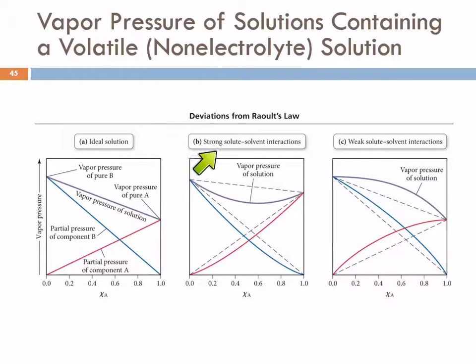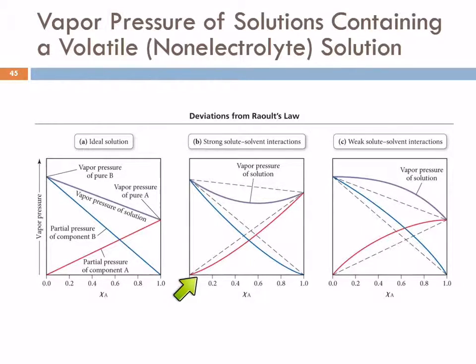If we have strong interactions between the solute and the solvent, do strong interactions within the solution cause higher vapor pressure or lower vapor pressure? Lower vapor pressure, right? It's harder for the molecules to break free. So when there are strong interactions between the solute and the solvent, then we see a bowing in these lines, and it goes below what is expected.